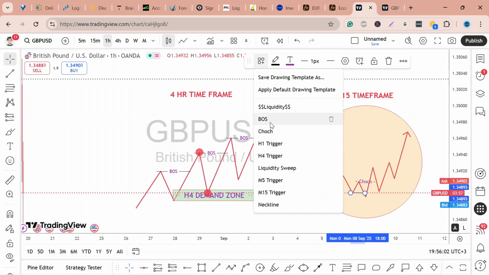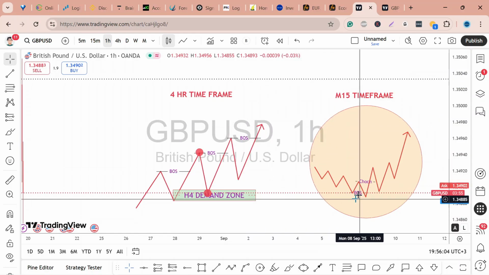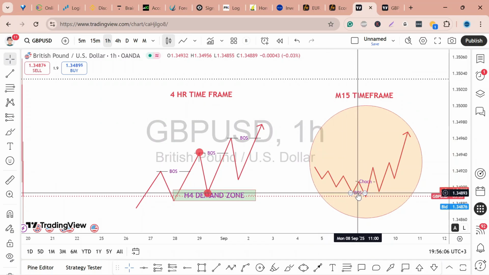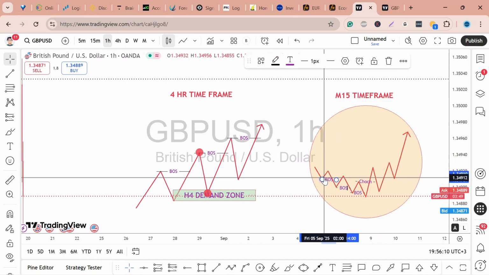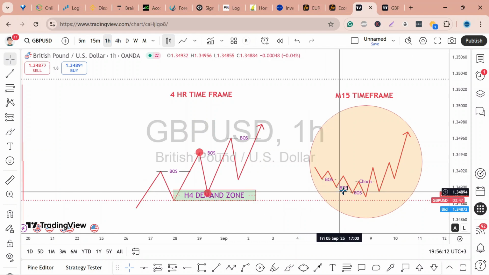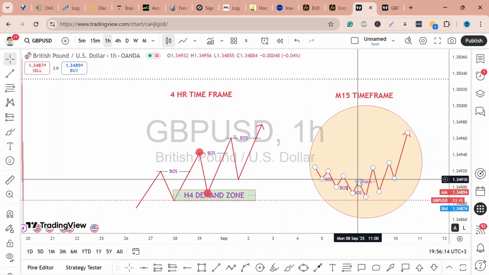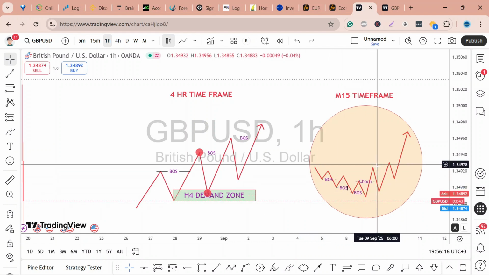So let me mark it, break of structure. So this break of structure, and even the one before that, is a break of structure. But once the market breaks the last lower high, then that is a change of character.